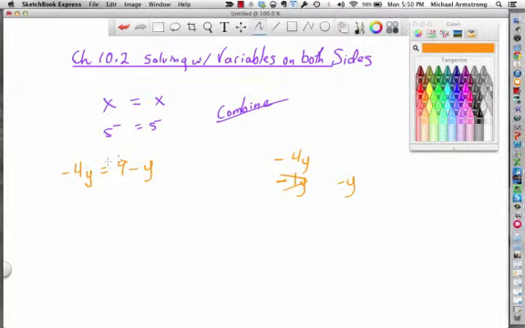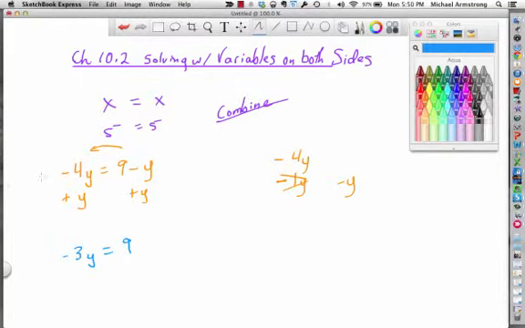And we can go either way. We're going to do the opposite function. We could add 4y to both sides, or we could add y to both sides. In this case, I want to add y to both sides because it's going to move this y over to this side of the equation. So I'm going to add y because a negative y plus y is 0. And I'm going to add y. The opposite of subtraction is addition. And then I get a new problem. So negative 4 plus 1 is negative 3y is equal to 9.